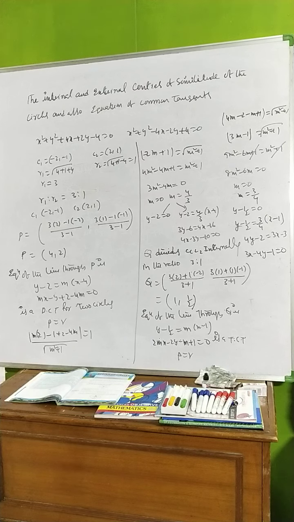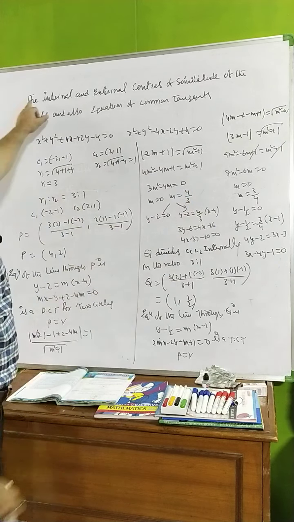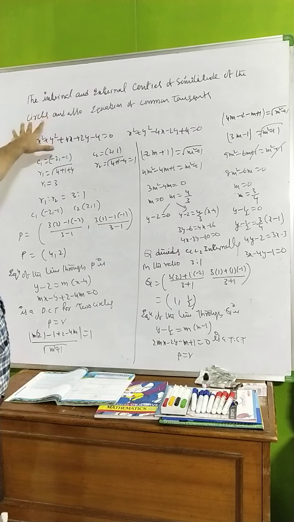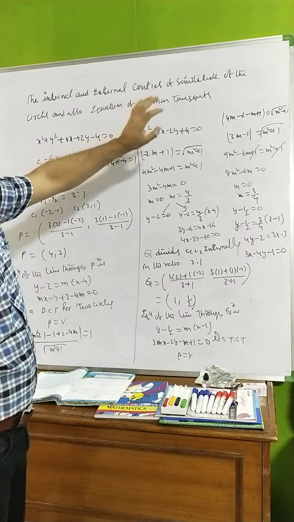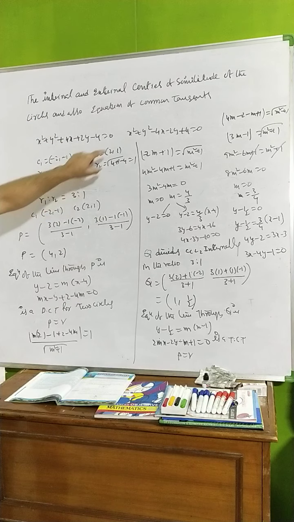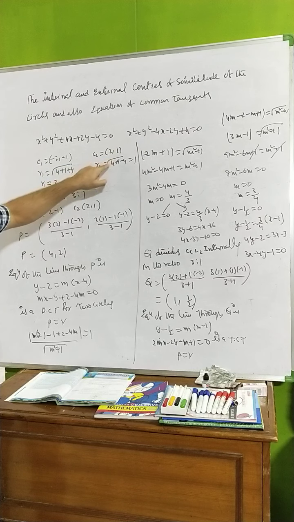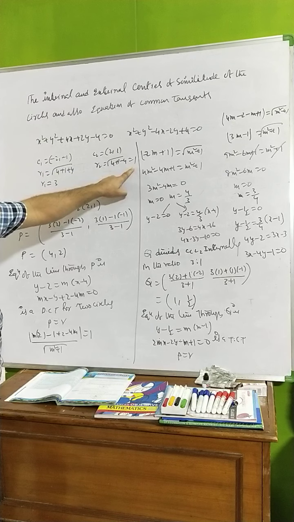Now you see here I have taken one question. It's a little bit big, that's why I did it here like this. The internal, external center of similitude, and also the equation of common tangent. Here I have 2 circles given. What I did initially, I found the centers. Center of this one is (-2, -1), radius R1 we got as 3, and center of this one is (2, 1). The radius here is 1, we got it.